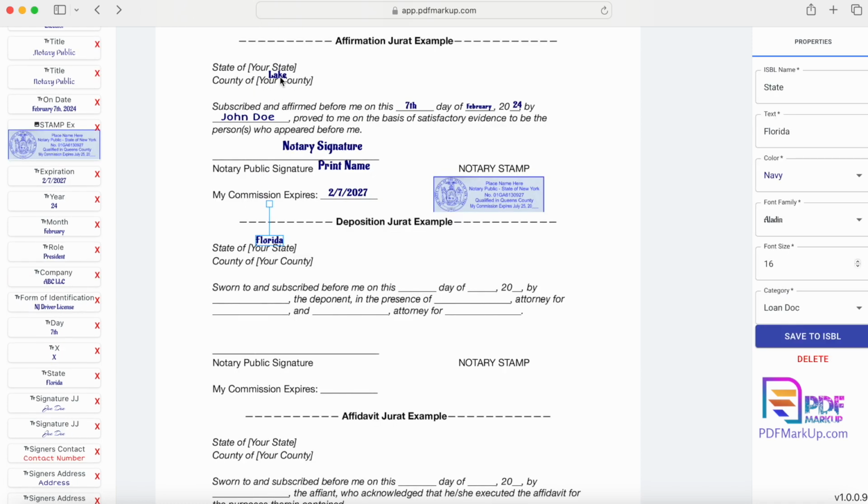Scroll down. Florida, county. Sworn to and subscribed before me on this blank day of blank 20 blank by the signer, of course, John Doe. Could put the dates in. Remember, I always say to read it in full so that way you understand it. Because when you read it in full rather than just in parts, you understand it better before you accidentally type in the wrong thing and then you have to cross it out. So the deponent is in the presence of blank, attorney for blank, and blank, attorneys for blank.